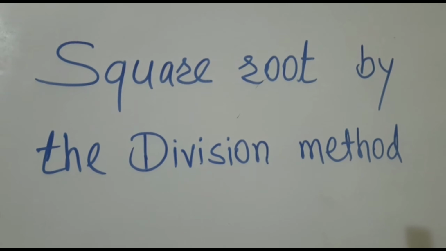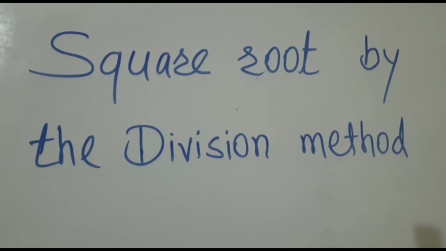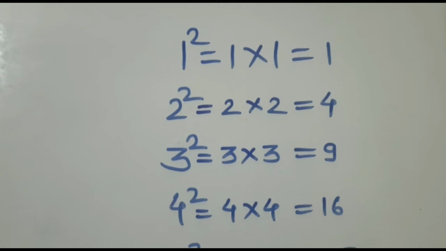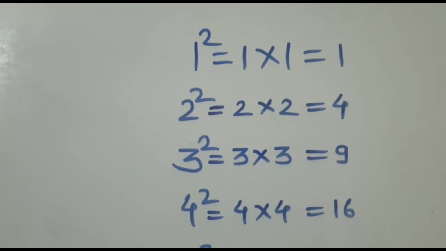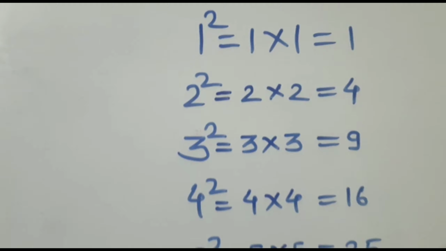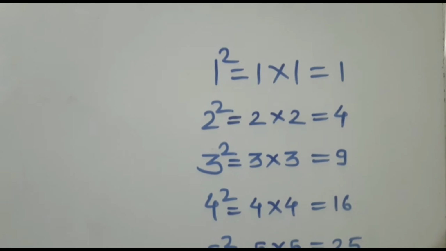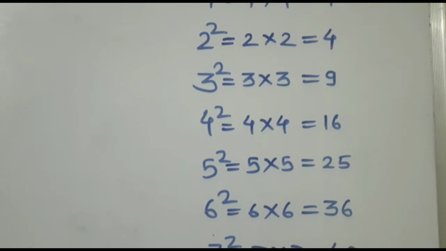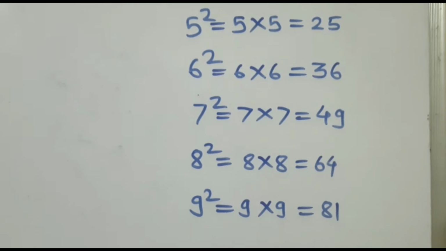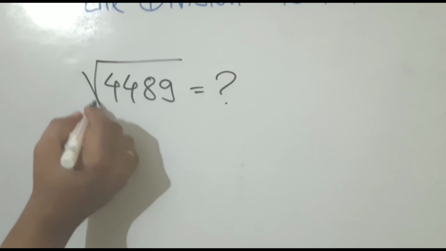Hello friends, today we are going to learn about square root by the division method. Before finding square root, we should know about the square of numbers 1 to 9. We know that 1 square is 1, 2 square is 4, 3 square is 9 and so on. 9 square is 81. This is the symbol of square root.